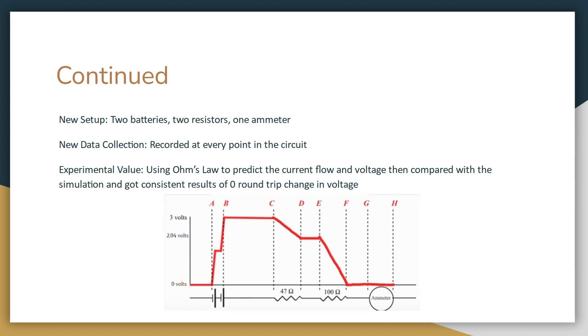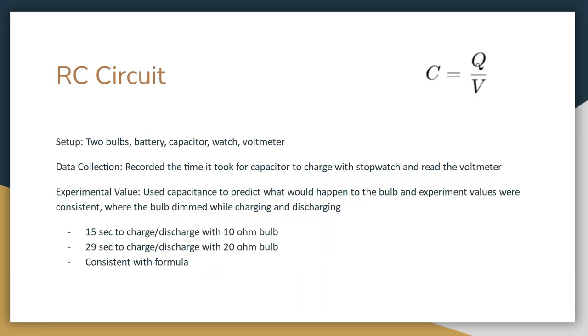And then this continued. We did another experiment with two batteries, two resistors, and one ammeter, and recorded at every point in the circuit. And using Ohm's law to predict the current flow and voltage again, we compared with the simulation that we ran on our own time to see if it was the same. We got consistent results of 0 round trip because it ends up at 0, which is what we want because we want the total round trip net voltage to be 0.